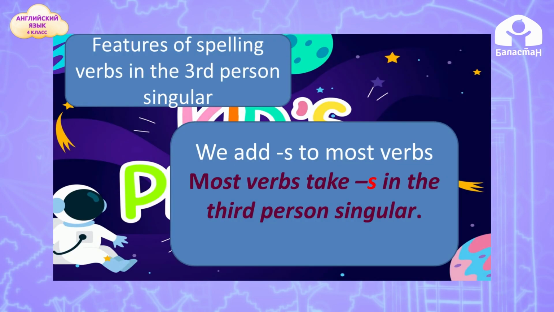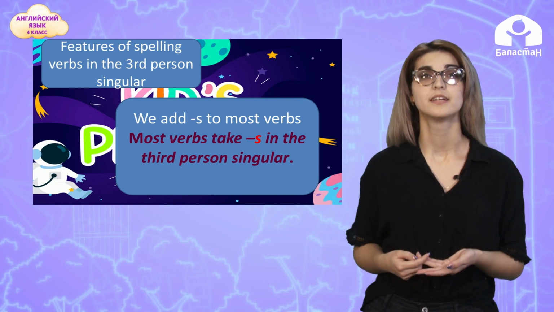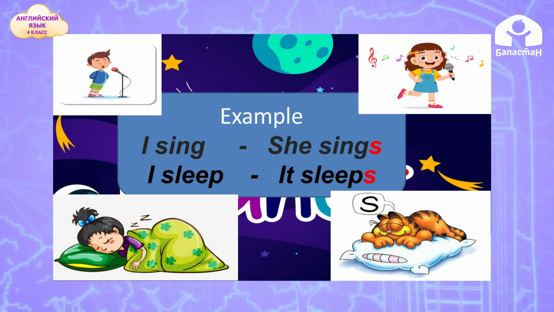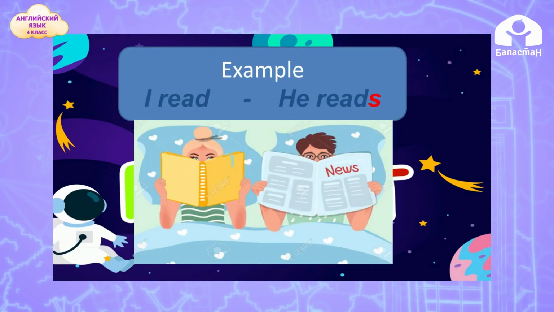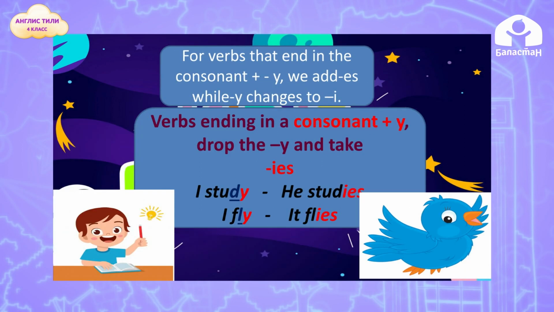Features of spelling verbs. In the third person singular, we add s to most verbs. Most verbs take s in the third person singular. For example, I sing, she sings. I sleep, it sleeps. I read, he reads. To verbs that end in s, sh, ch, x, o, we add es. For example, I go, he goes.